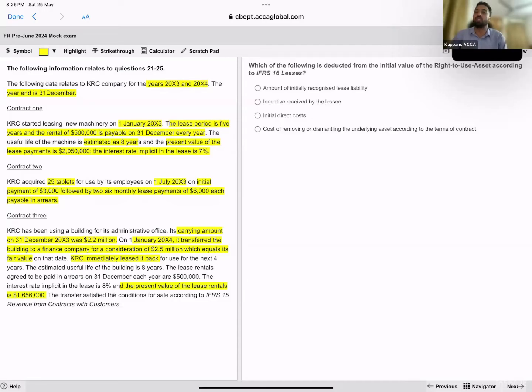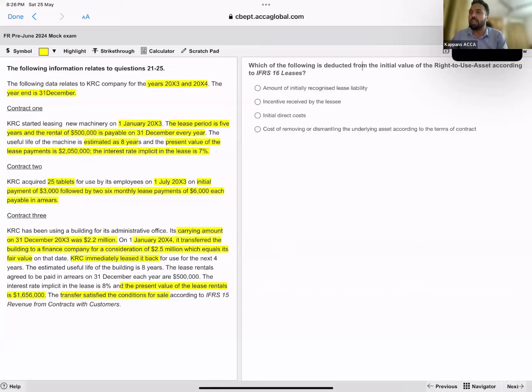Now, why is it important? We have learned that if it satisfies the condition of sale, then a sale and leaseback should be recognized. If it doesn't satisfy the condition of sale, then the cash proceeds received should be recognized as a financial liability, that is as a loan. But in this case, we can record a sale and leaseback because the transfer has satisfied the condition of sale as per IFRS 15. So basically, there is a not short-term lease, a low value lease, and a sale and leaseback. So read the first question, that is question number 21.